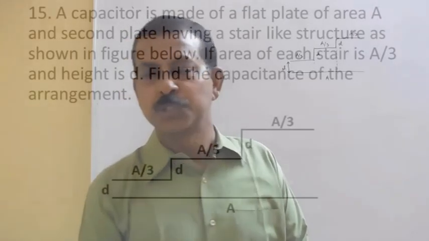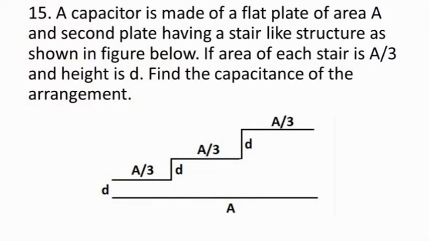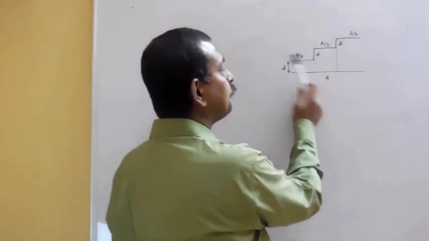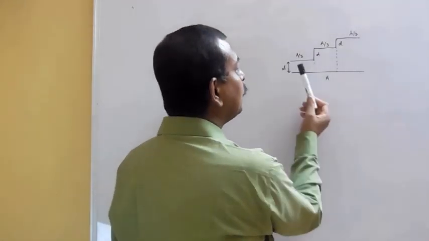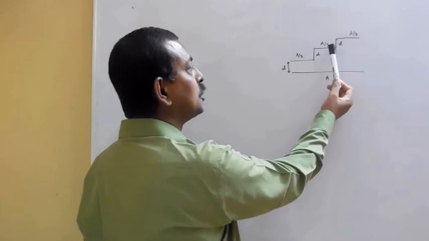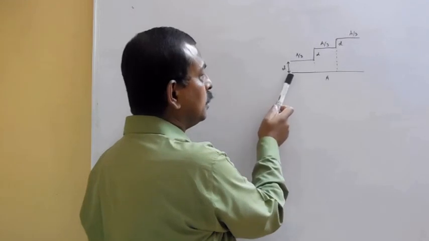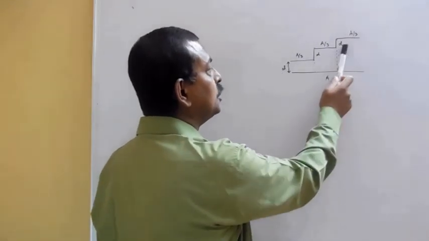Let's now take question number 15. A capacitor is made of a flat plate of area A, and the second plate having a stair-like structure as shown in the figure below. The area of each stair is A by 3 and height D. Find the capacitance of the arrangement. So this is the arrangement shown here. We have a plate of area A, and this is the stair type structure. They have the area as A by 3, A by 3, A by 3, and the width of the steps is D, so it is D here.